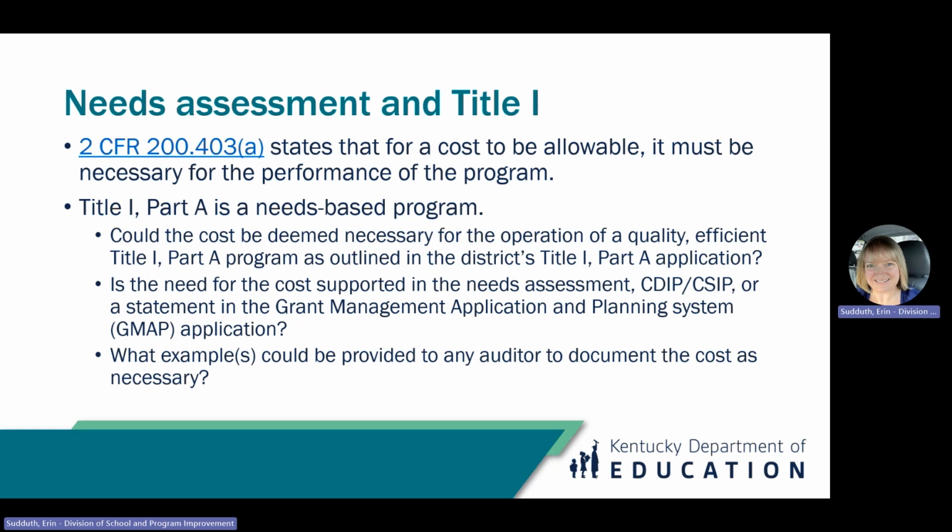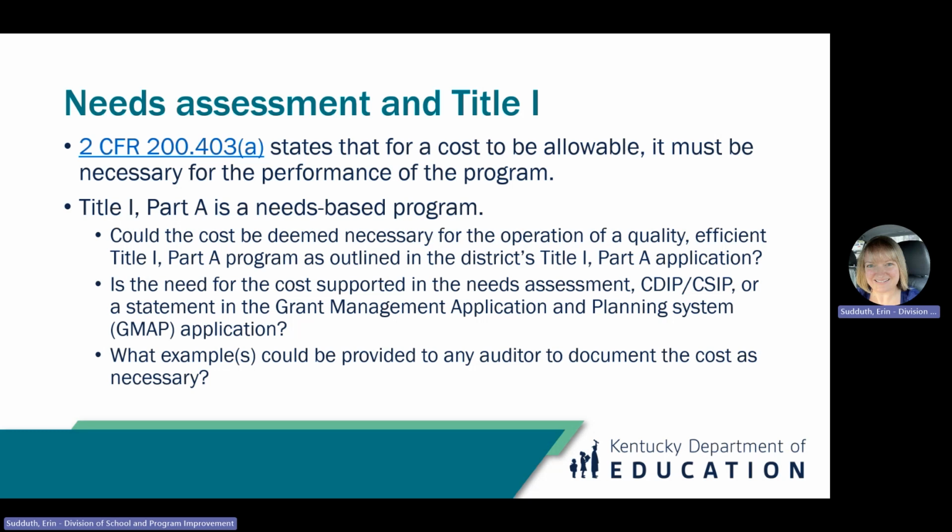CFR 200.403A states that for a cost to be allowable, it must be necessary for the performance of the program. Now, this citation comes from that uniform grant guidance that I mentioned earlier. And remember that these are requirements that apply to all federal grant funds, which includes Title I Part A. As I mentioned earlier, Title I Part A is a needs-based program.